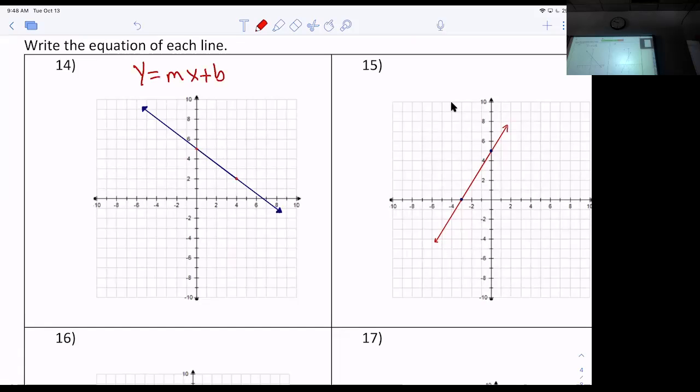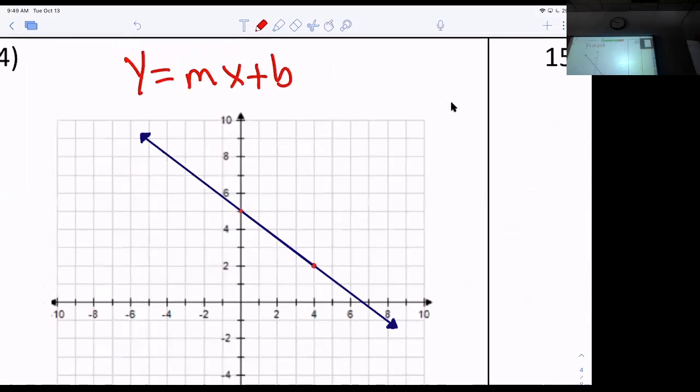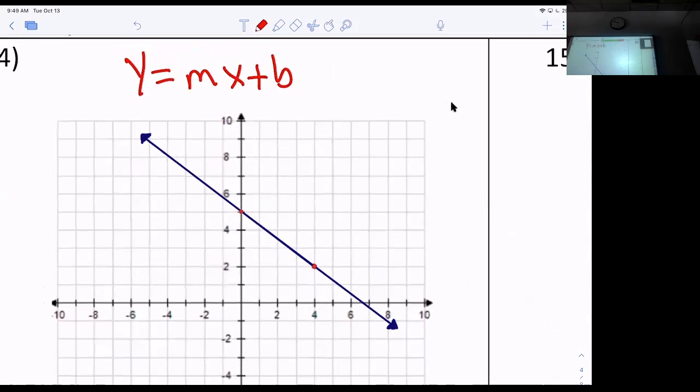Come on, this is really simple also. What is b? Somebody tell me what b is. Yes, whoever said 5, pat yourself on the back. The y-intercept is 5. Does everybody agree with that?